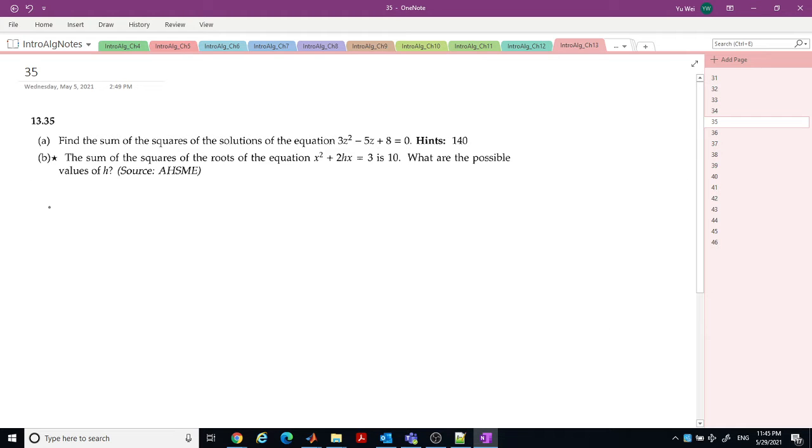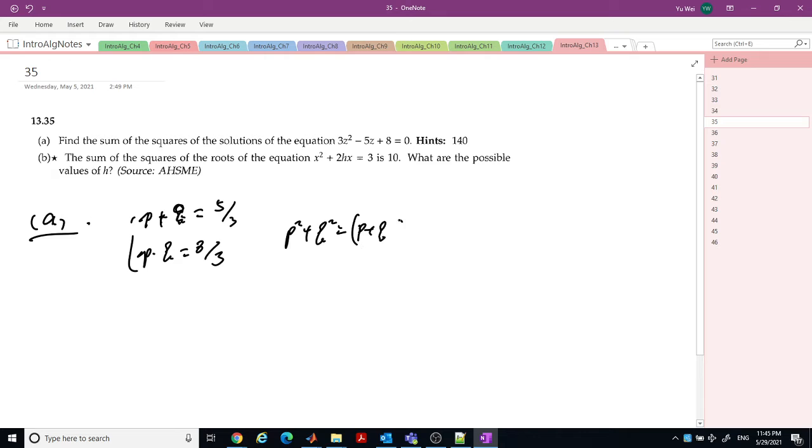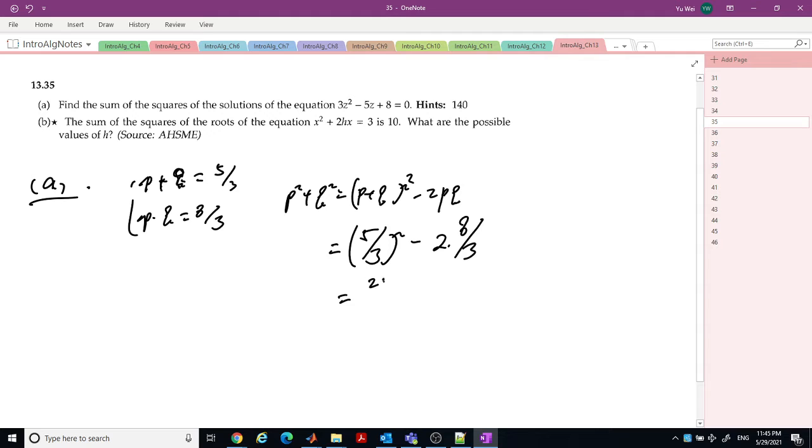So find this one. For the first problem, we know p plus q, the two roots, is equal to 5 over 3, then p times q is 8 over 3. Then we know p squared plus q squared is p plus q squared minus 2pq, which is 5 over 3 squared minus 2 times 8 over 3. Then this is 25 over 9 minus 48 over 9, which is negative 23 over 9.